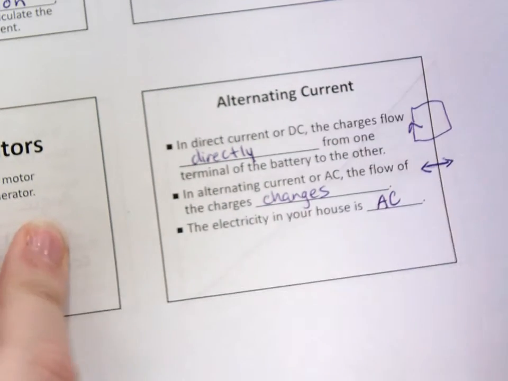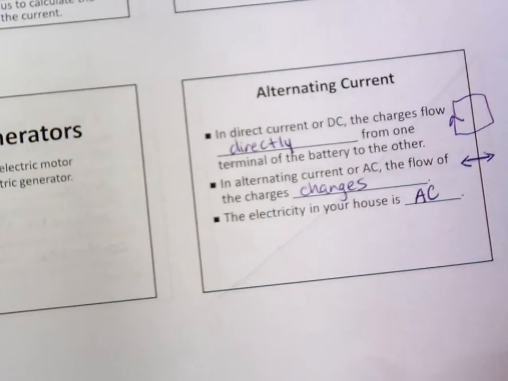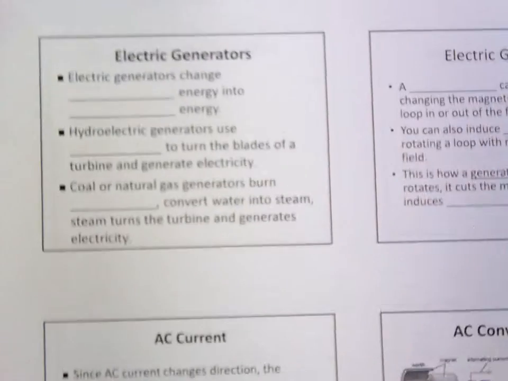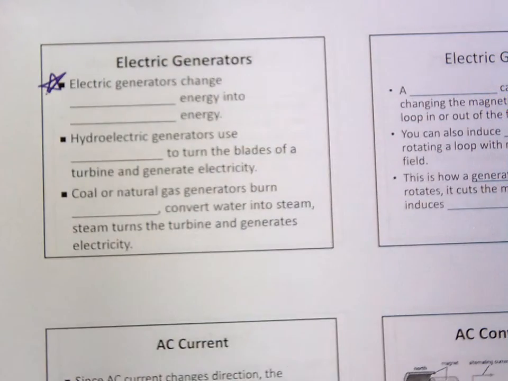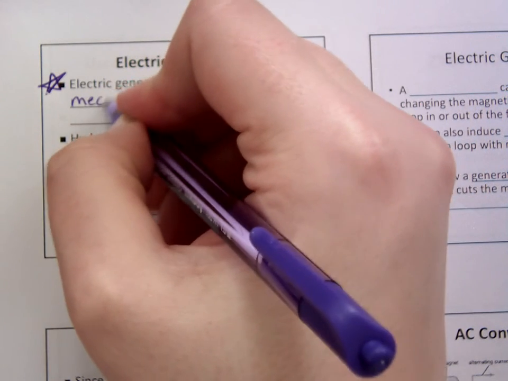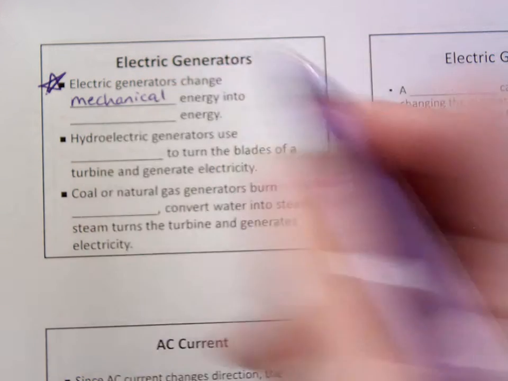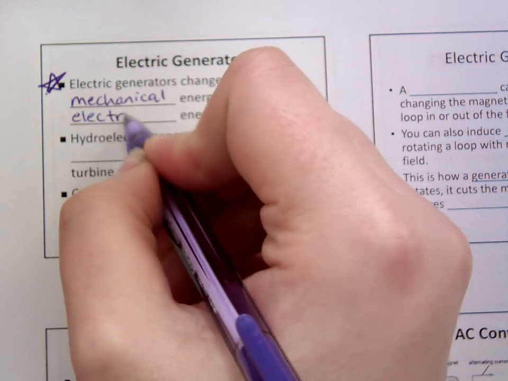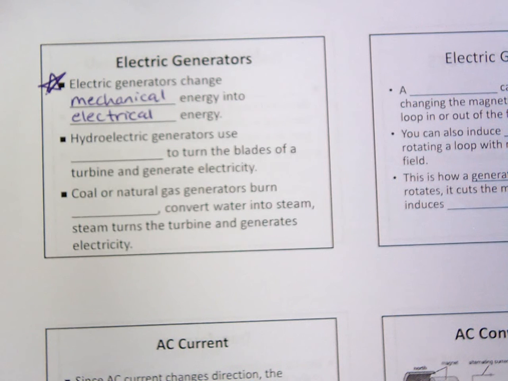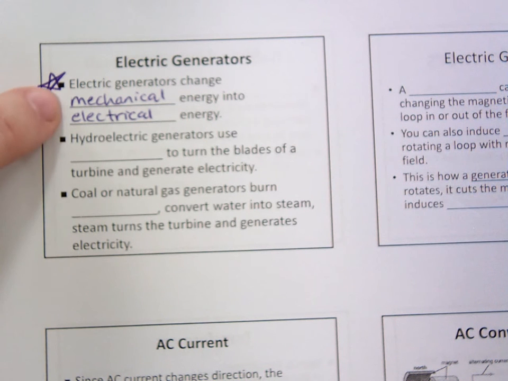Now, you might have an electric generator at your home. An electric generator is something that changes mechanical energy into electrical energy. Now, mechanical energy, we talked about back in chapter 5. Mechanical energy is the sum of kinetic energy and all forms of potential energy. So, the kinetic energy part is what I'm getting at here, but it changes motion into electricity.